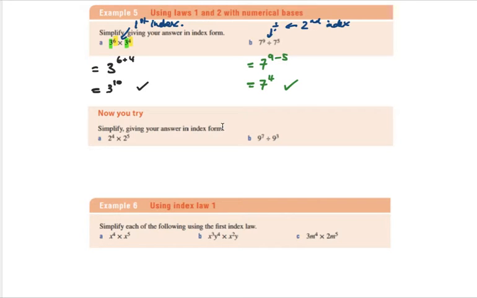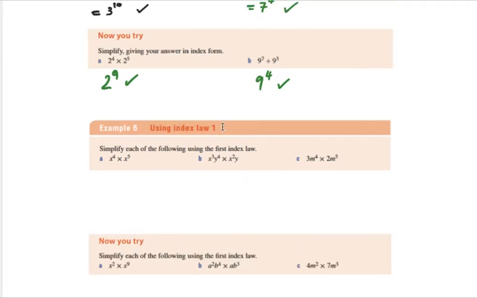Okay, we're going to go through the your turns now. You should have got 2 to the power of 9, give yourself a tick if you got that. And the next one is 9 to the power of 6. Sorry, 9 to the power of 4. Always make sure you get the right answer. All right, we're going to move on to using index law 1 now.